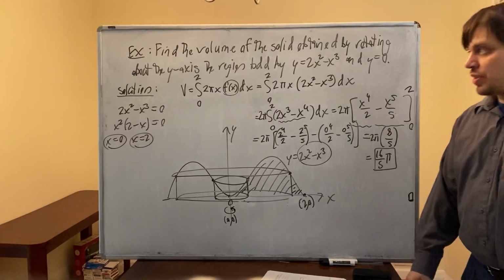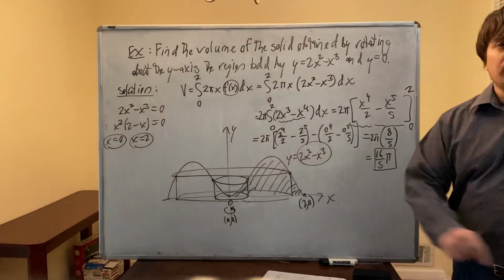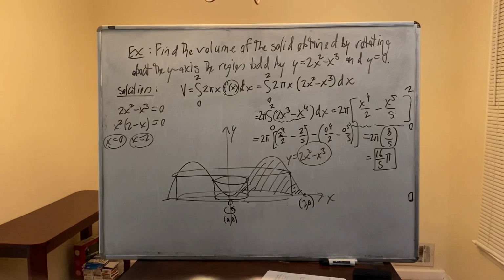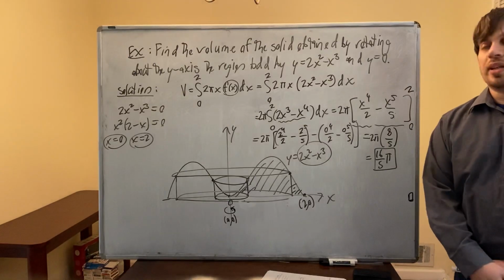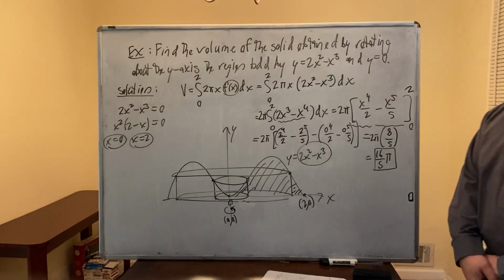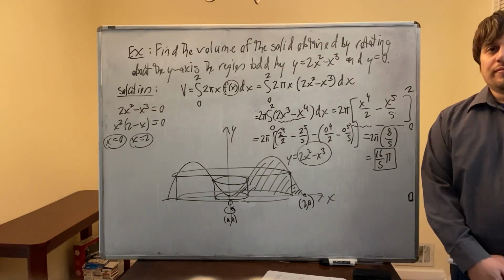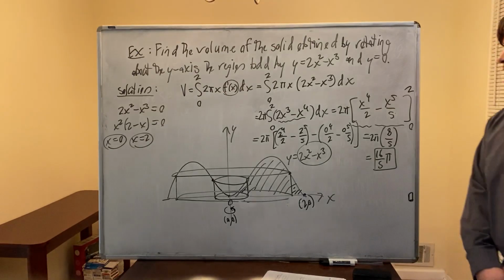Okay, so that's our first example of using cylindrical shells to find the volume of a rotated region. So I'll leave this up for a moment so you can copy stuff down.